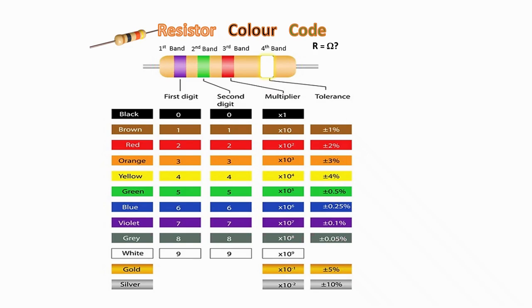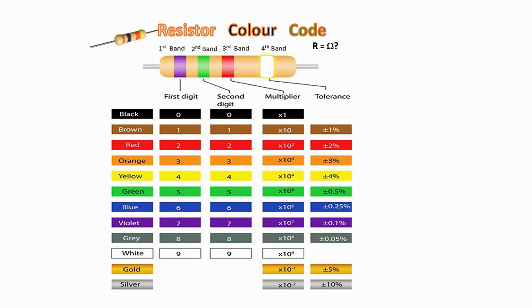So how to calculate the resistance by using the color codes and the bands. First of all, the first digit is the first band, and the second digit is the second band. The third band is the multiplier, and the last one is the tolerance. That is either gold or silver, meaning 5% for gold and 10% for silver.